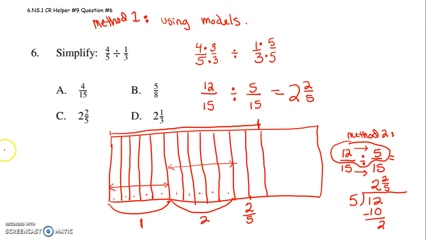Then she says, and if you don't like that method, then do the standard algorithm. So method 3 is our standard algorithm. Keep, change, flip: multiply by the reciprocal. She loves to use her word reciprocal. 4/5 divided by 1/3. She says you keep the 4/5, you change your division to multiplication, and you make that a 3/1, taking the reciprocal of that. And then go ahead and multiply straight across the top, straight across the bottom.